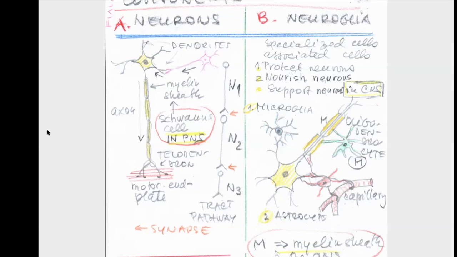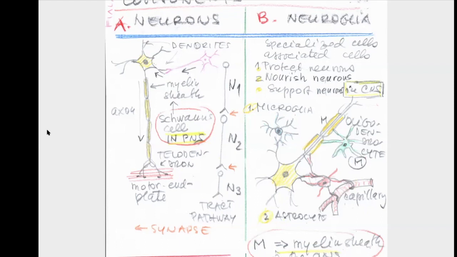Then we try to pay full attention to the category B, which is called neuroglia, which are specialized cells associated with many functions supporting, protecting the neurons. As is written, they protect neurons, they nourish neurons, they support the neurons in their full activities. And we divide them into some typical examples. Number one are the microglia.